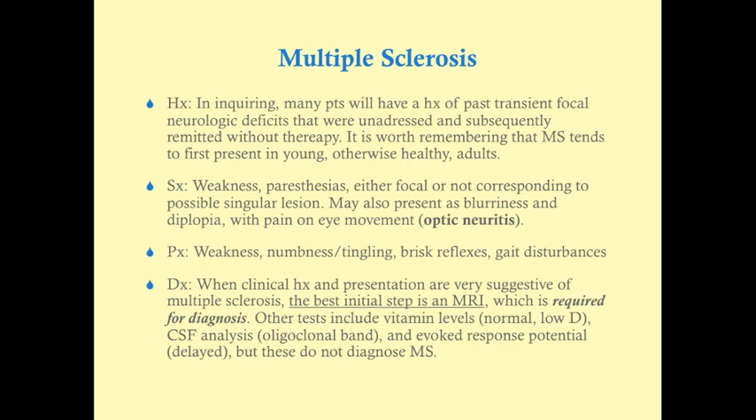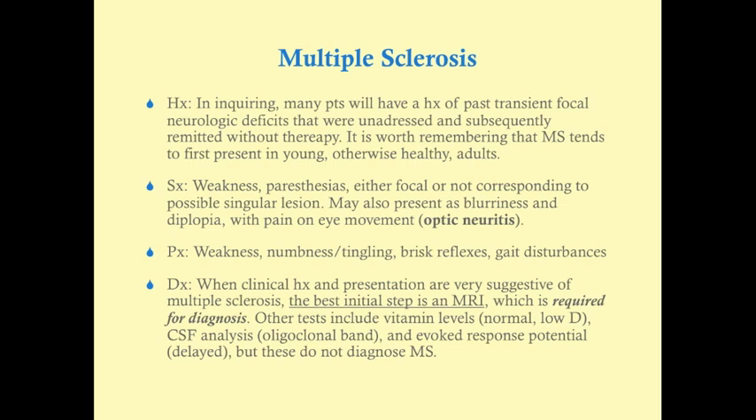It's also worth remembering that multiple sclerosis tends to present first in young, otherwise healthy adults. So this isn't something where you have risk factors. This isn't something where, like stroke, where it's like hypertension, hyperlipidemia, diabetes, and so forth. This can happen. This occurs in young people in the prime of their life that have no other health problems. And so it's a really unfortunate disease.